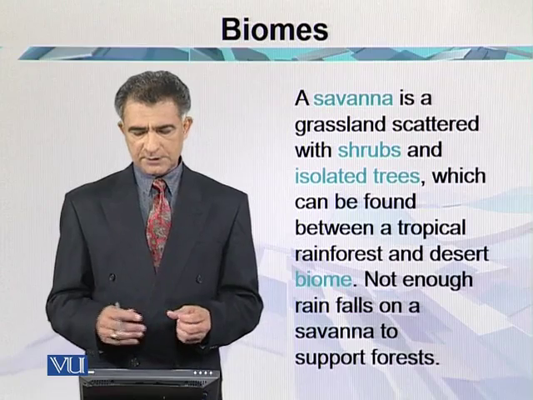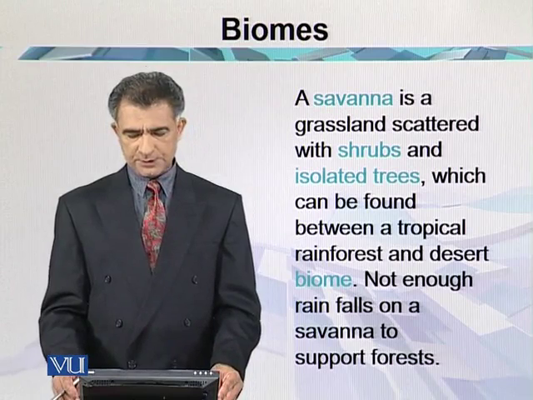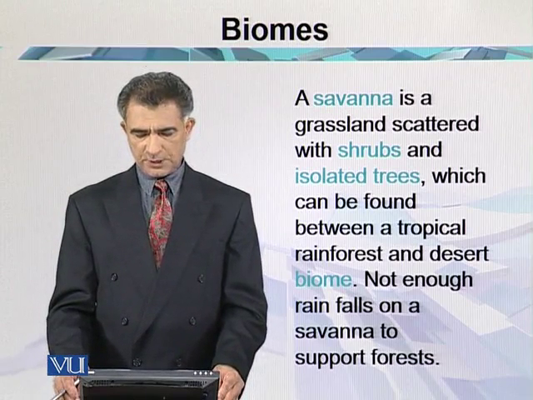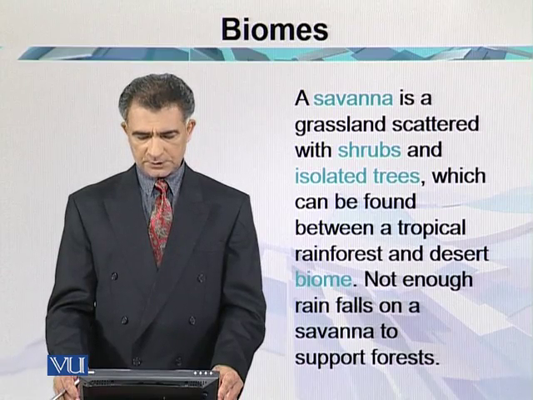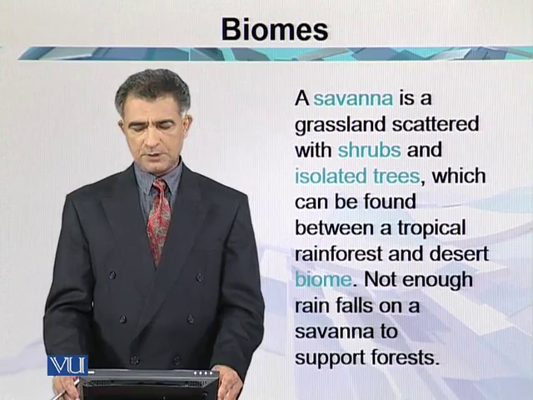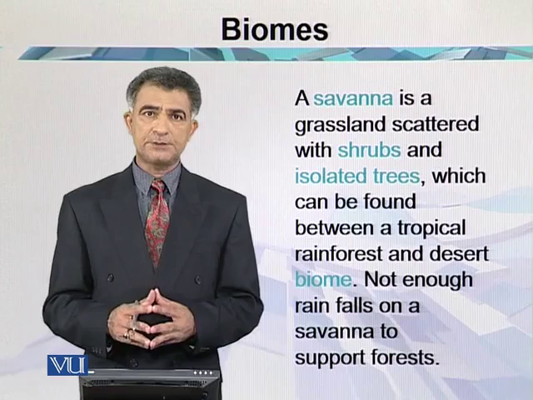A savanna is a grassland scattered with shrubs and isolated trees, which can be found between a tropical rainforest and desert biomes. Not enough rain falls on a savanna to support forest. So it's a kind of grassland, but some areas are covered with trees.